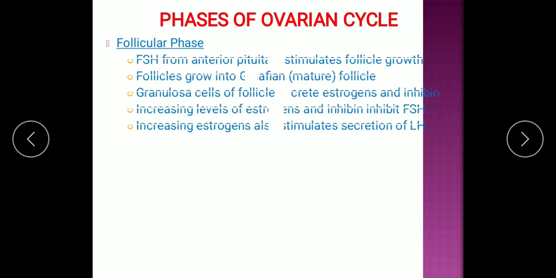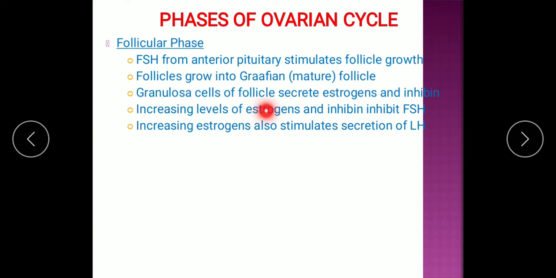Next, phases of the ovarian cycle. The first phase of the ovarian cycle is the follicular phase. The ovarian cycle changes occur in the ovary. In the follicular phase, FSH from the anterior pituitary stimulates follicle growth. Follicles grow into Graafian follicles. A mature follicle is called a Graafian follicle.